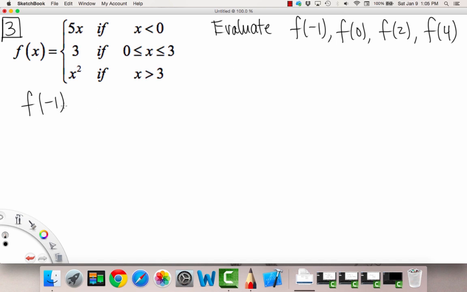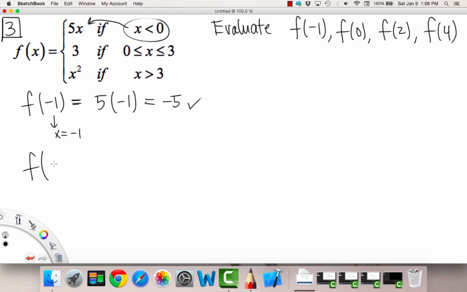So f of -1, okay, so this is going to be equal to, well, we kind of run into a problem because it's like, well, which formula do I use? So the way you tell is based on the x value that you're given. So our input value is -1, and x equals -1 falls in this category of less than 0, right? So that tells us to use formula number 1. So we just plug that in here, so 5 times -1, we just get an answer of -5 for f of -1, okay? So that's that part. We're 25% of the way through our problem.